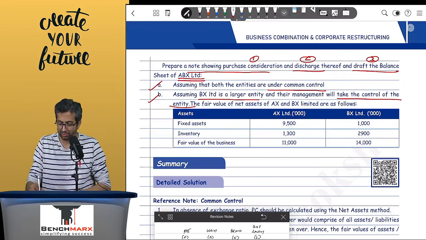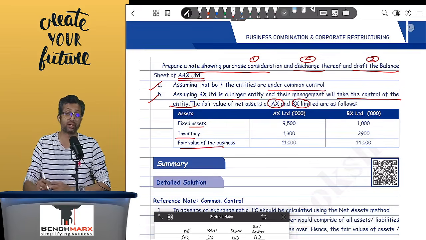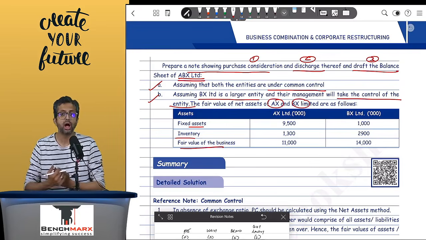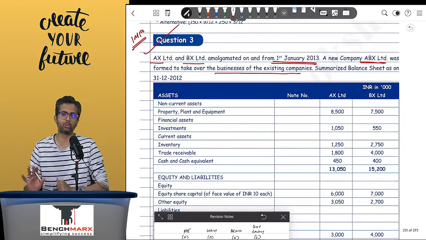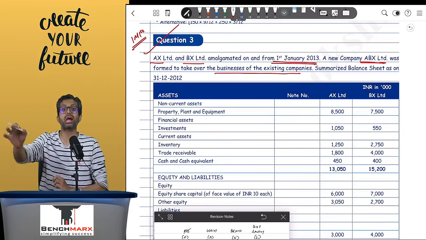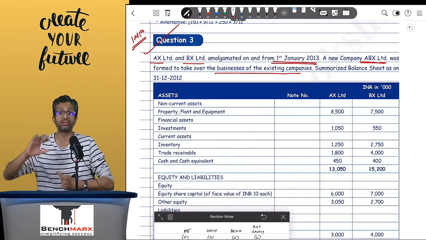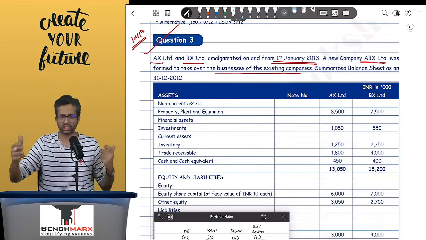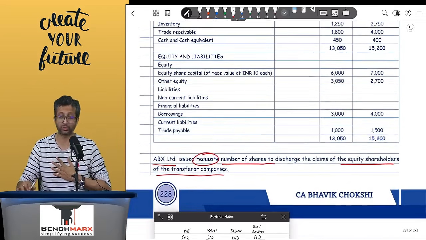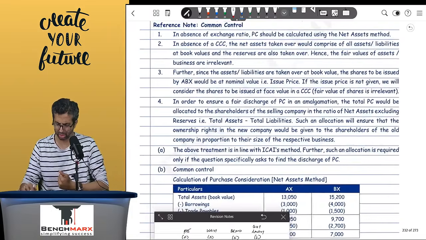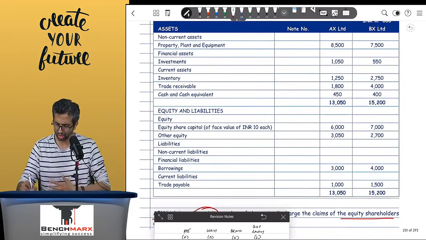The fair value of net assets of AX and BX are given below. So you have the fair value of fixed assets, inventories, as well as the fair value of the entire business, like the market cap. Now, part A says that we have to solve using a common control combination. In common control combination, is the fair value of the individual assets, or even the fair value of the entire business, relevant? No. Everything will be taken based on the book value, and as a result you will try to find your PC.